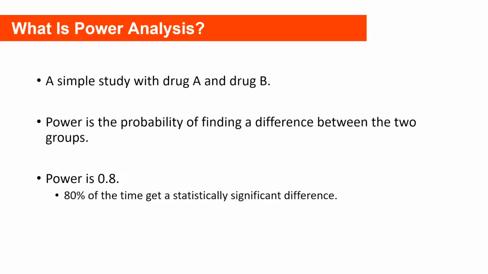This also means that 20% of the times that we run this experiment, we will not obtain a statistically significant effect between the two groups, even though there really is an effect in reality.